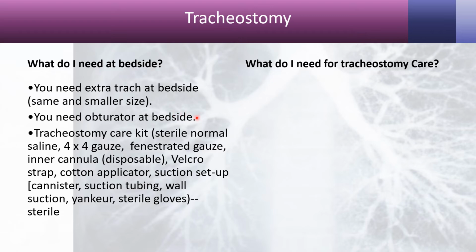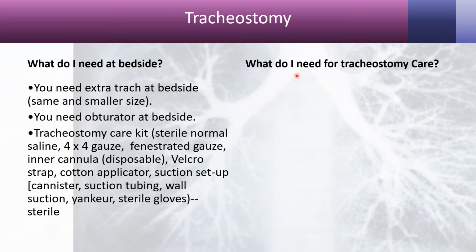You need an obturator at bedside. Make sure you have that. And you have a tracheostomy care kit, and of course we need this when we're cleaning the trach. Remember, we're using sterile technique, so we need sterile normal saline, 4x4 gauze, fenestrated gauze, and an inner cannula. It's disposable. A Velcro strap so that it goes around the area. And a cotton tip applicator, just to clean the area of the stoma. And a suction setup, because if your patient is having a lot of secretions, you want to make sure you suction them first, before you perform tracheostomy care.